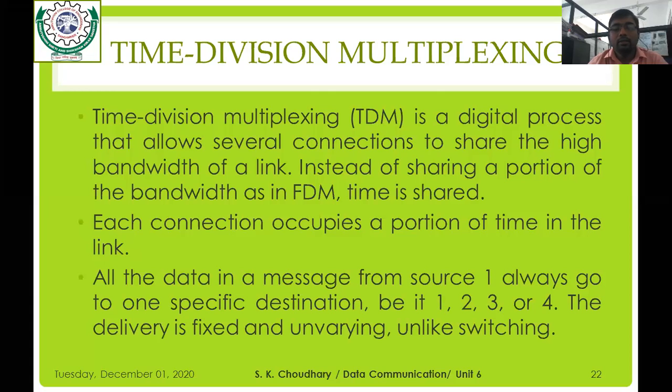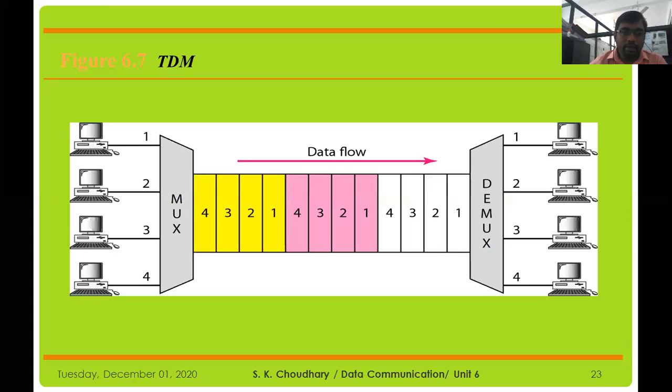All the data in the message from source 1 always goes to one specific destination, maybe 1, 2, 3 or 4, and the delivery is fixed and unvarying. Do not consider that this time division acts as a switching device; it is not like switching. Here the delivery is fixed and not varying. That is shown in this diagram, and we can note it down.